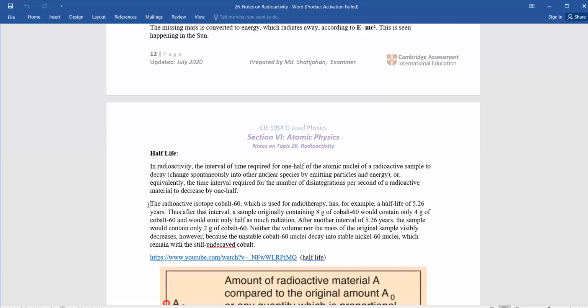So is it clear now? The example I gave for carbon 14 is now given the same way for cobalt 60.